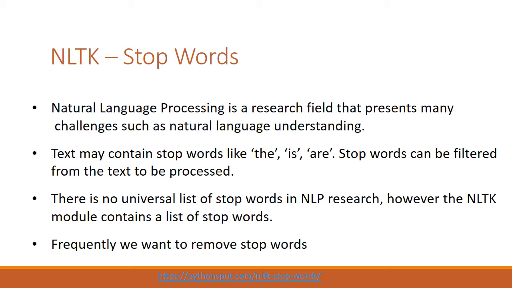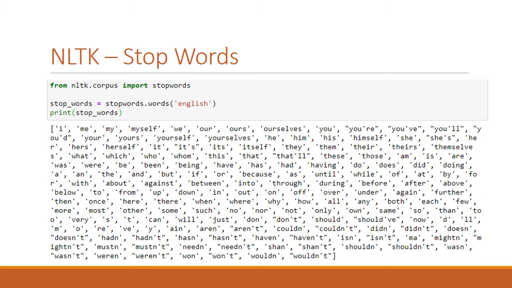However, the Natural Language Toolkit module contains a list of stop words, and frequently we want to remove those words from the text that we're processing. Here's an example of how we might leverage the Natural Language Toolkit to acquire a list of stop words. So in this example, we import stop words from the Natural Language Toolkit corpus. Then we call the stopwords.words method, passing in as an argument English. So basically we're calling this method asking for a list of stop words that are in English.